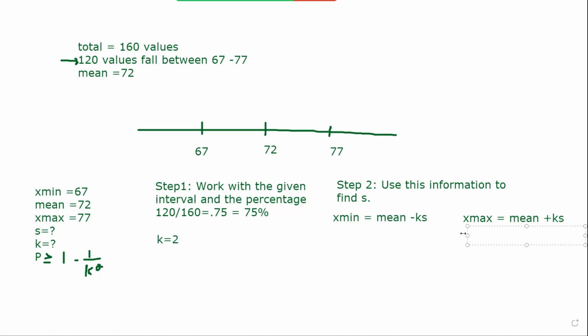All right. So X max is 77. Our mean is 72. Remember, we don't know what S is, but we do know K now because we found out that K was 2. So we're going to have plus 2S. And this is our nod to algebra. We're going to solve for S. So what are we going to do to solve for S here, Jason? We subtract 72 from both sides.